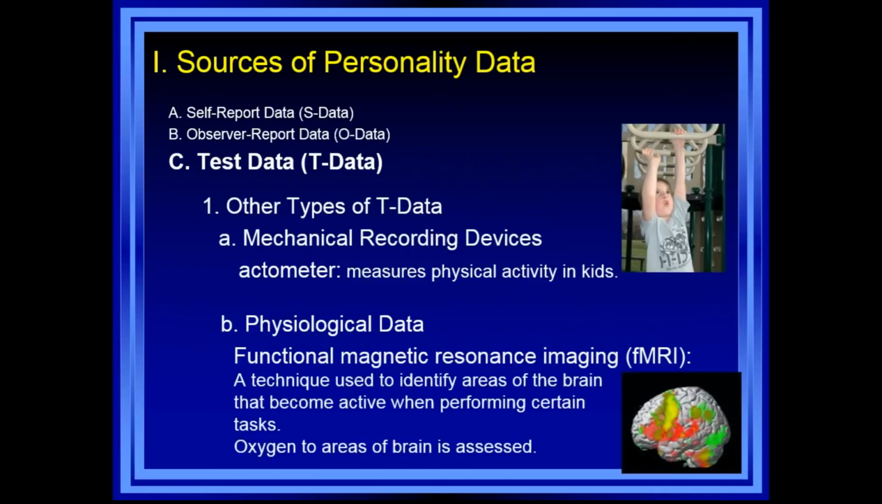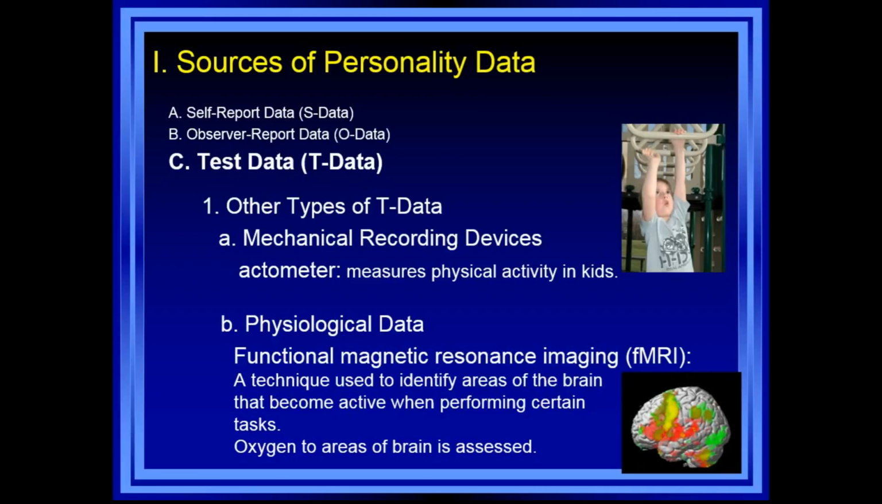So let's look at some other types of test data. Mechanical recording devices. These are devices that record certain activities. I put an example on here of an actometer. That is a recording device of physical activity in kiddos. They sometimes wear it on their wrist or around their waist or their ankle, and it actually measures their physical activity. So certain aspects of personality can be assessed through mechanical recording devices, but not a ton.